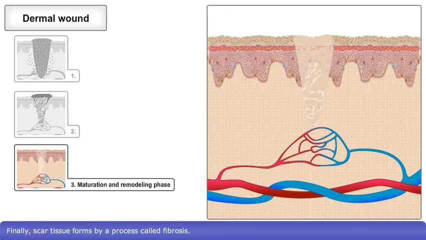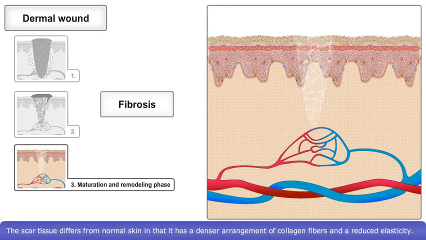Finally, scar tissue forms by a process called fibrosis. The scar tissue differs from normal skin in that it has a denser arrangement of collagen fibers and a reduced elasticity.